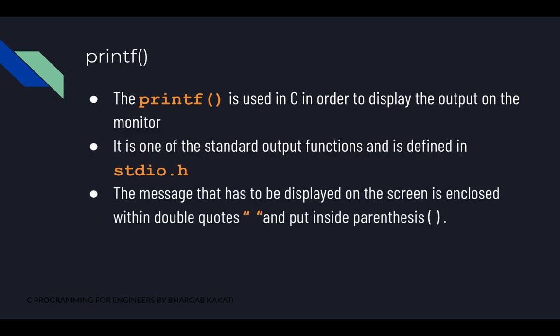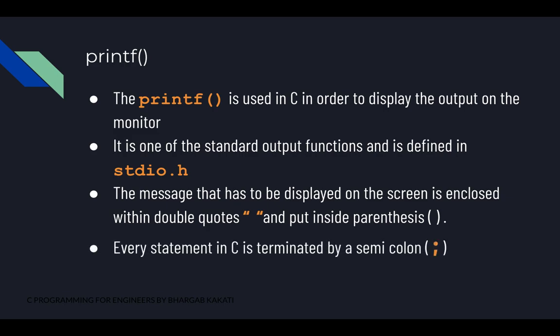The message that has to be displayed on the screen is enclosed within double quotes and is put within parentheses. So for hello world, we have enclosed it within double quotes. If we do not enclose whatever is to be printed within double quotes, then it will not be displayed on the output screen. And at the end, we terminated the C statement with a semicolon. Every statement in C is terminated by a semicolon.